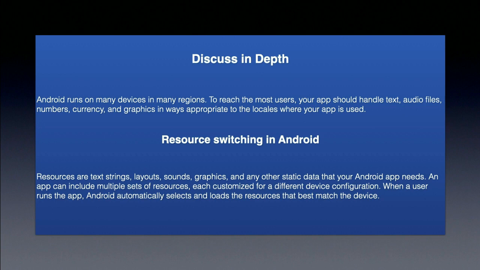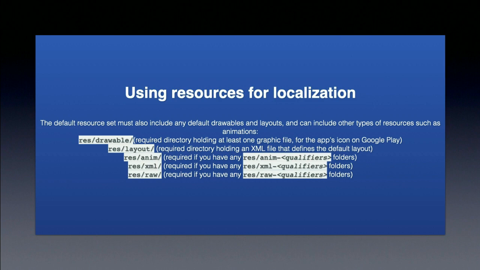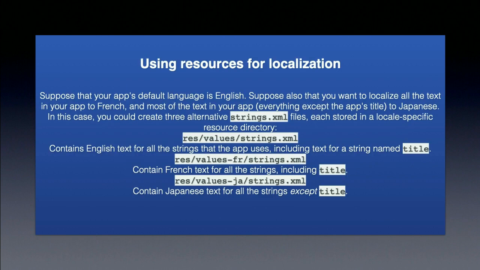Now, resource switching in Android. Resources are text, strings, layouts, sounds, graphics, and other static data that your Android app needs. So mainly we have to work with resources; the concept is that we can put things in resources and change them according to the app. For resources we have many things, like drawable, layout, animation, XML, and raw. If you make them localized, you can change them.